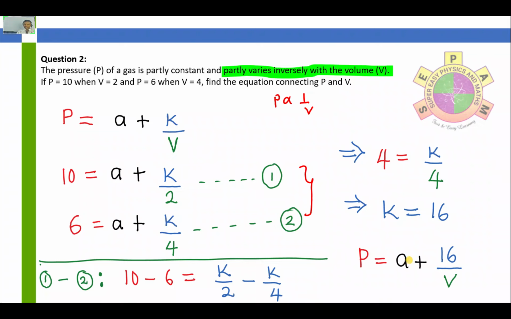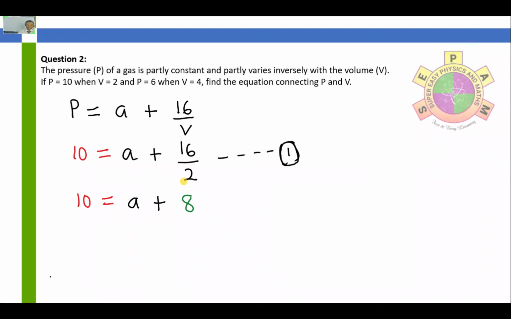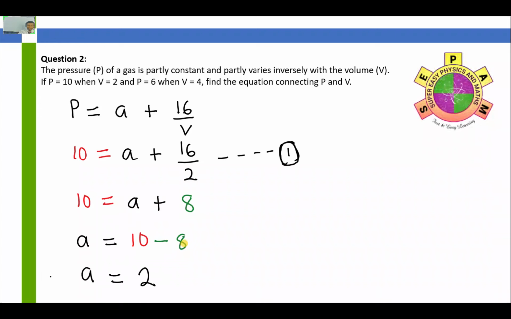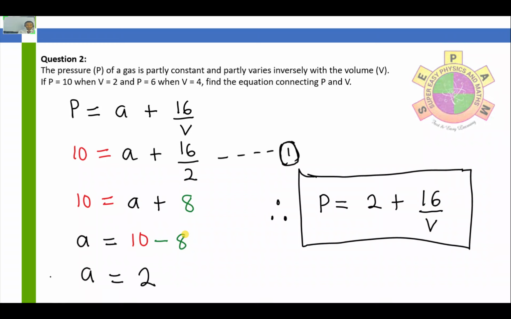So substitute that into equation 1. P is equal to A plus 16 over V. So what is V in equation 1? V is 2. So that brings us to the value. So we can get A is equal to 10 take away 8, which is 2. All right. Therefore, the relationship between the pressure and the volume is 2 plus 16 over V.